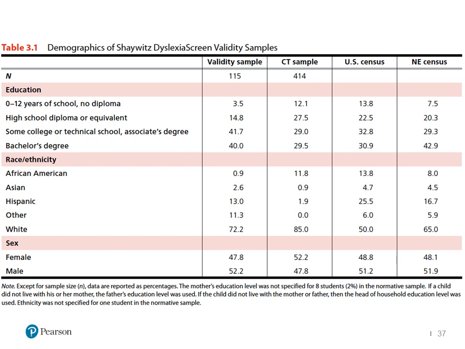So here is the information from the validity study. We can see right next to each other, here's the validity sample next to the Connecticut sample. And we see that it matches fairly consistently to the U.S. Census. So this is the 2014 U.S. Census. We see that it has a pretty good split of demographics across the board.